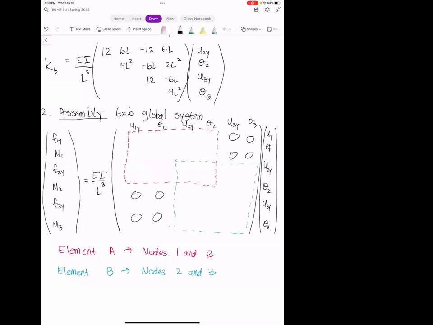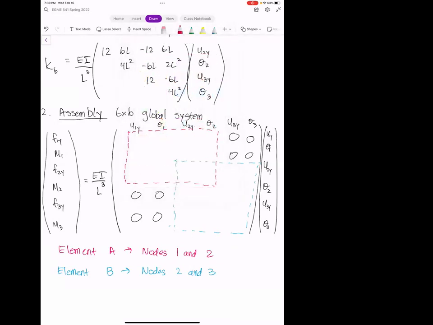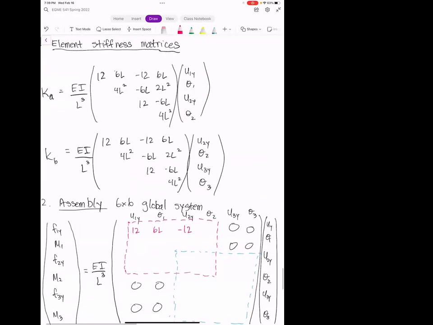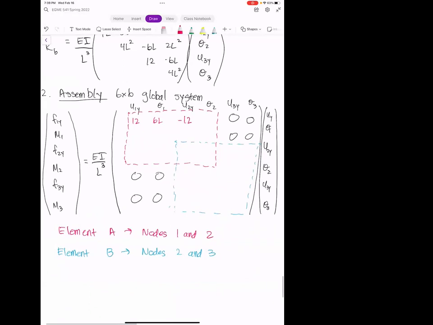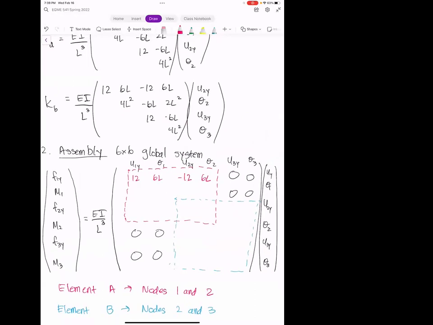All right, so let's go ahead and insert the entries here. For element A, we have a 12, we have a 6L, we have a minus 12, excuse me, and a 6L.